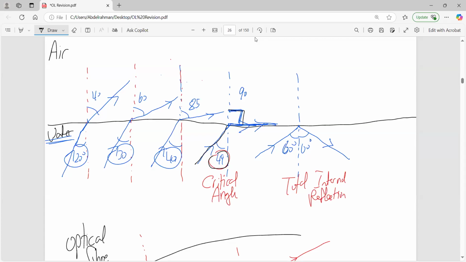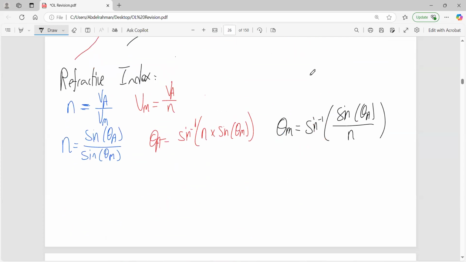Can I rewrite the equation? Yes, you can rewrite the equation. Actually, it's the same equation if you think about it. n equals sine theta A over sine theta M. Theta M is the critical angle. Because it's a very important angle, instead of writing theta M, I'll just write down sine C.